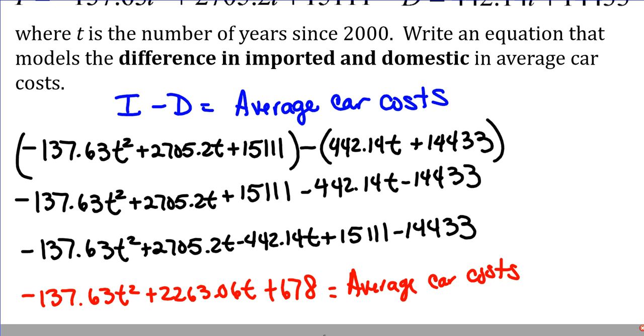Now it's your turn to work on practicing adding and subtracting your polynomial expressions based on your givens, based on a figure, and based on a real-world scenario.